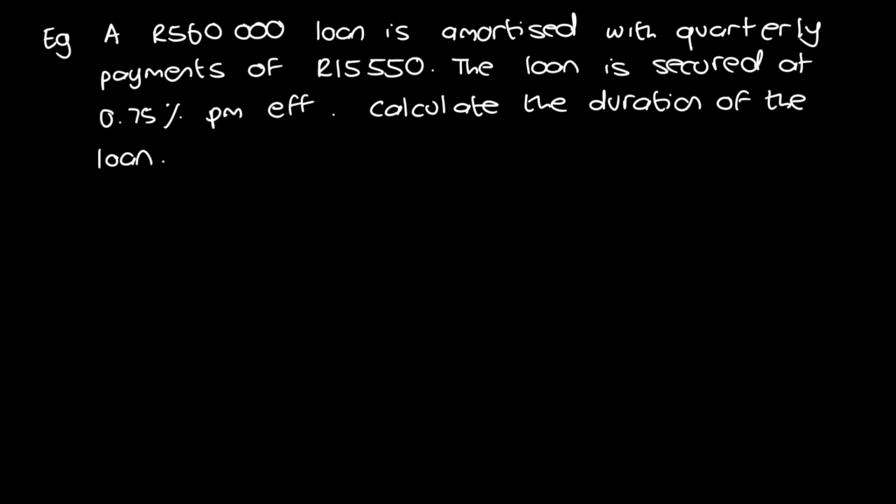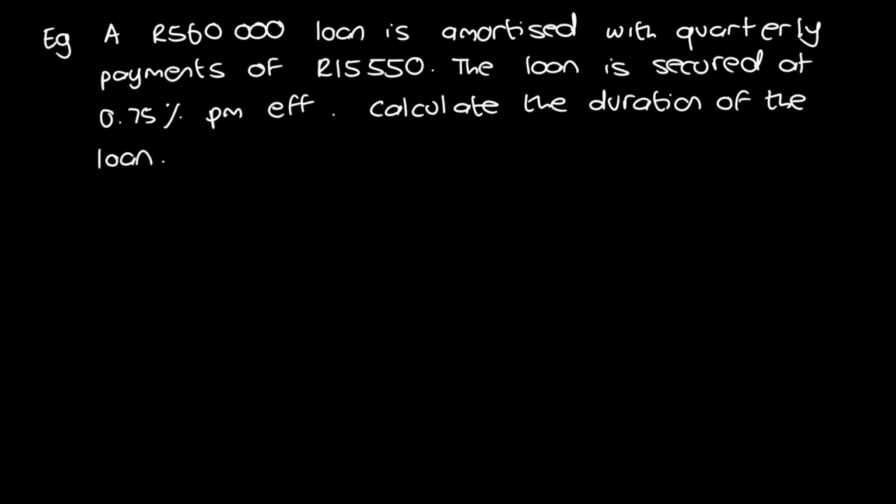So let's have a look at this example where we have a 560,000 Rand loan, which is amortized with quarterly payments of 15,550 Rand. Now, just a note, amortized means that the loan is paid off. That means its future value is equal to 0. Then it says the loan is secured at 0.75% per month effective, and it asks us to calculate the duration of the loan. So we're going to be using our financial calculator.